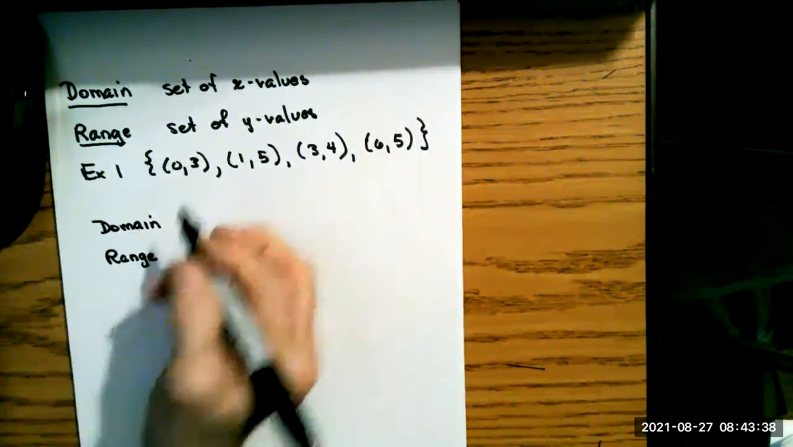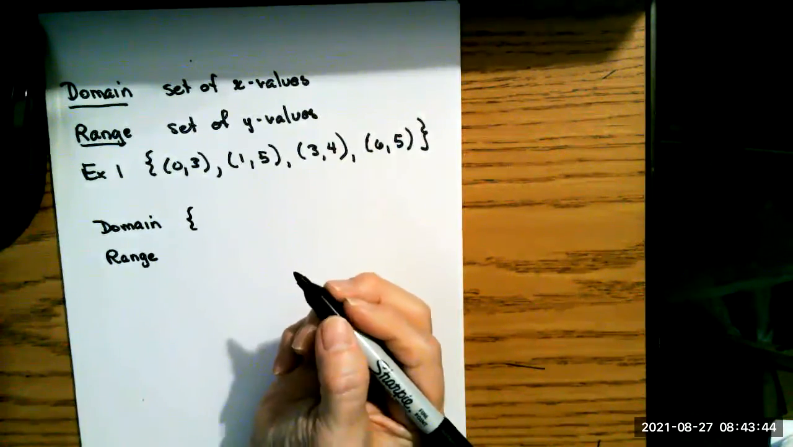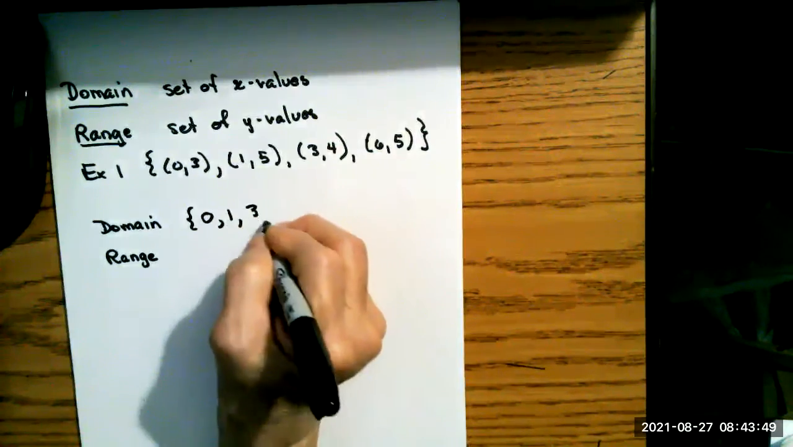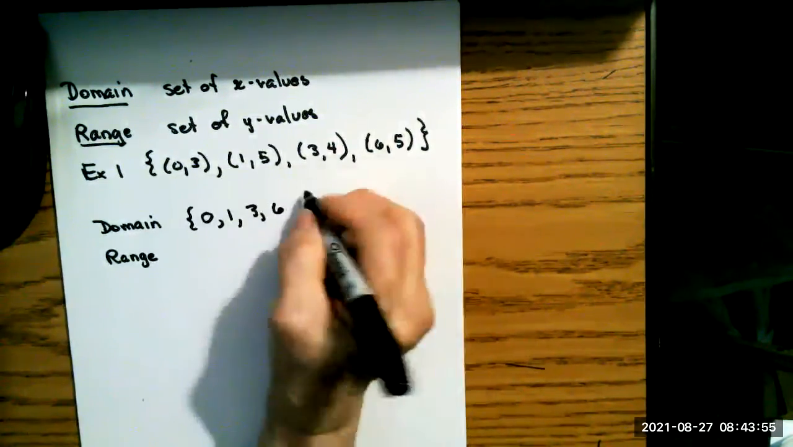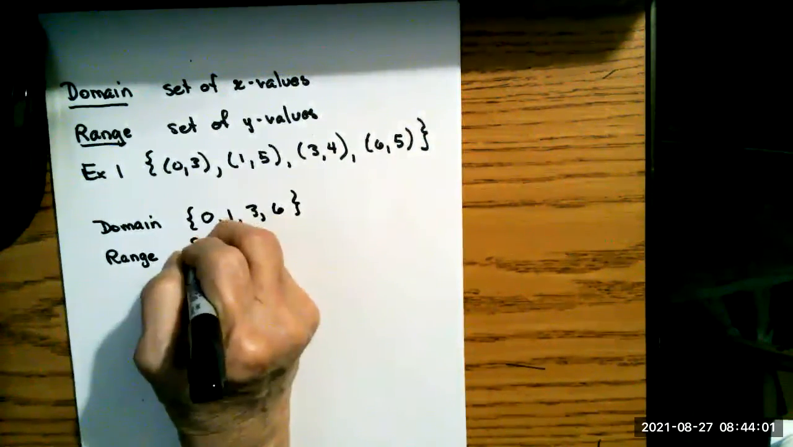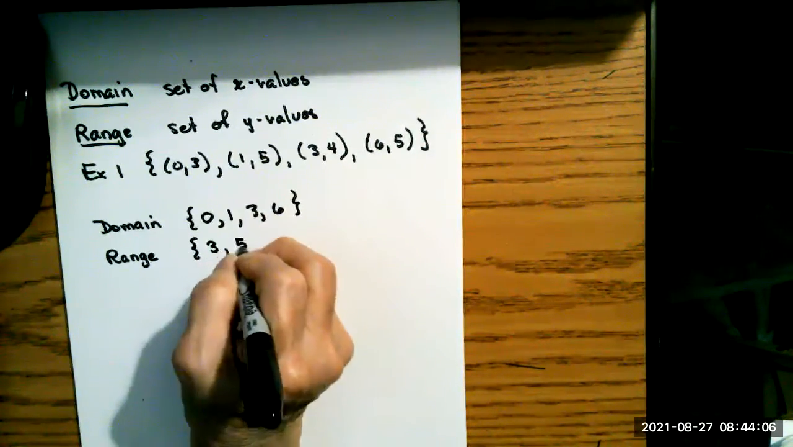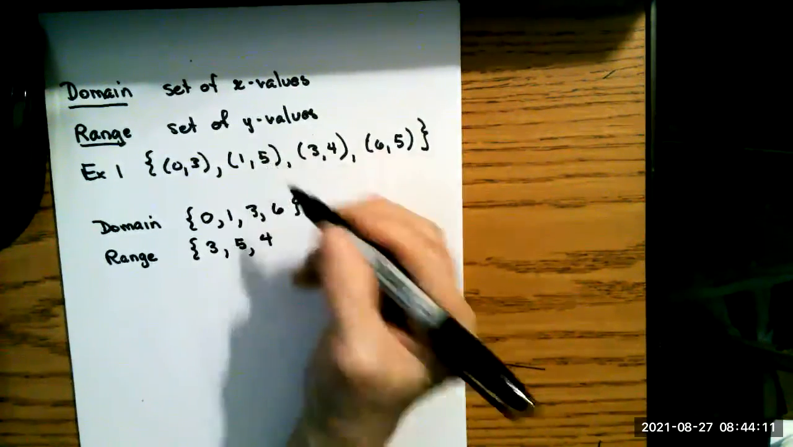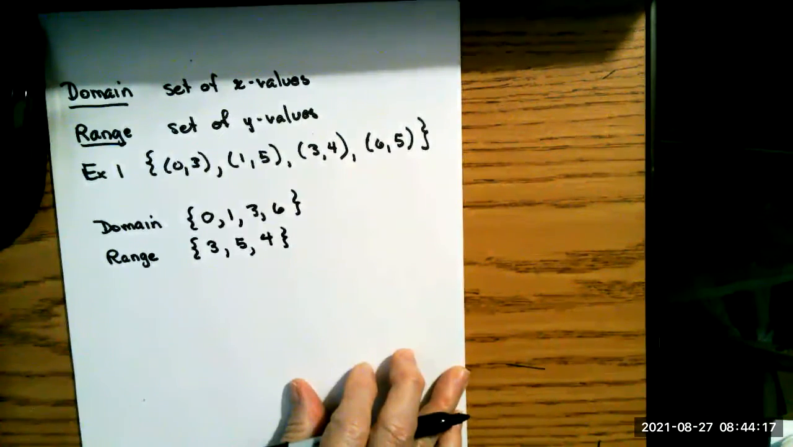So if we look at domain, we see it's the set of x values. So I'm going to do the little squiggly bars, which is a brace, and I just write down the set of x values: 0, 1, 3, and 6, using just the first number of each ordered pair, which would be the set of x values. Then the second one is the range, which will be the set of y values. So I have 3, 5, 4, and this one's 5, and I already have a 5 here, so I don't have to rewrite the 5. So now I have my domain and my range.